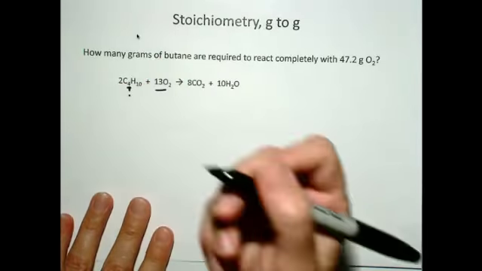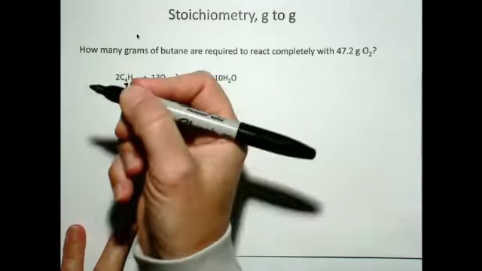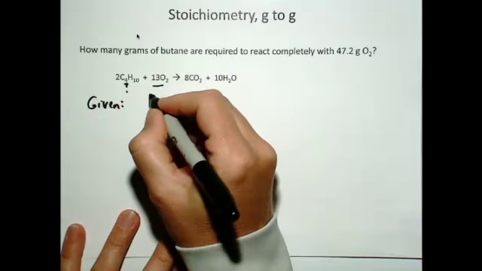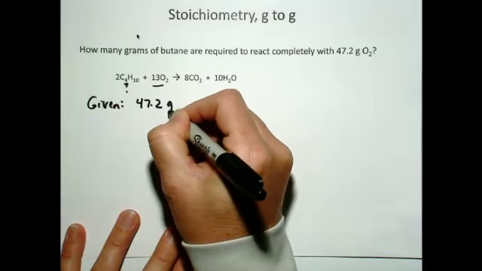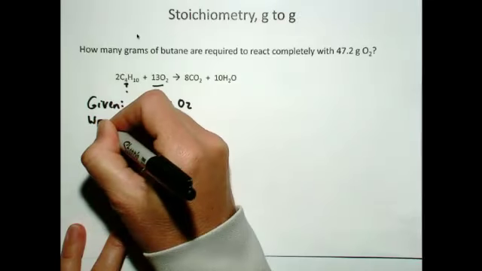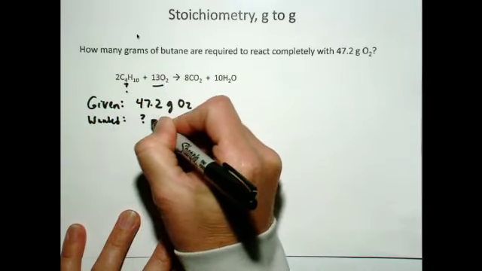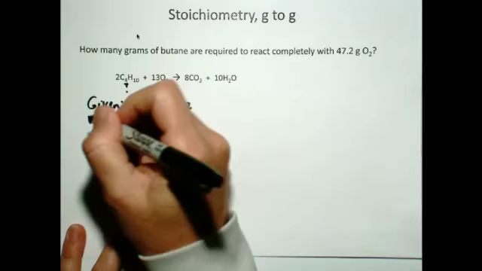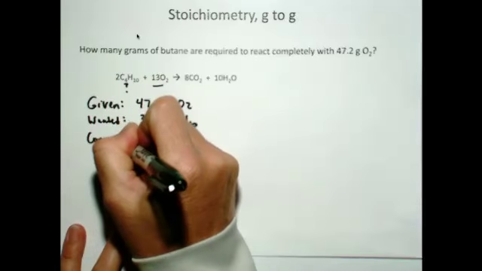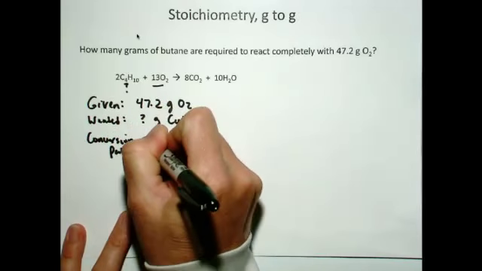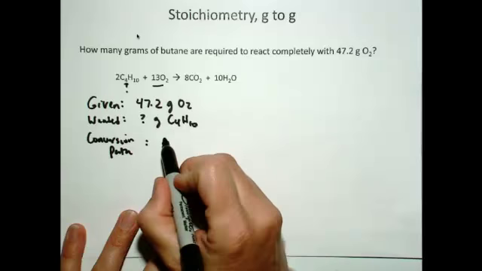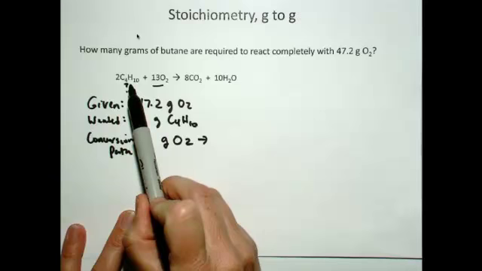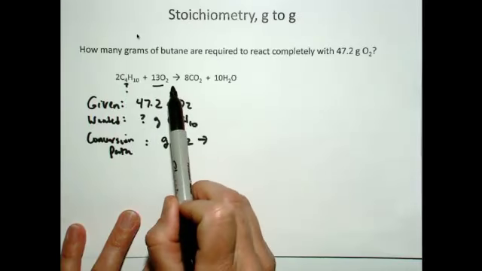So you just start the way you always start with these types of conversion or dimensional analysis type problems. You start with what's given, and in this case it's 47.2 grams of oxygen, and what's wanted is how many grams of butane are required to react with that particular amount of oxygen. So in this case, the conversion path is going to be from grams of oxygen, and we need to figure out a way to get to grams of butane.